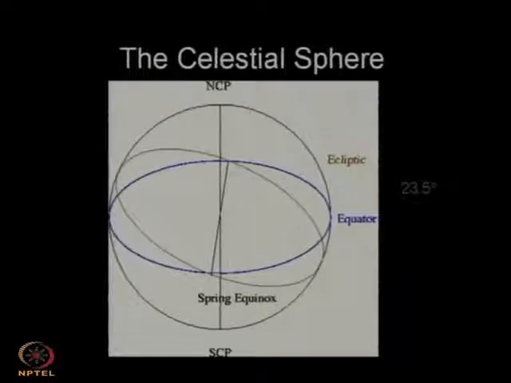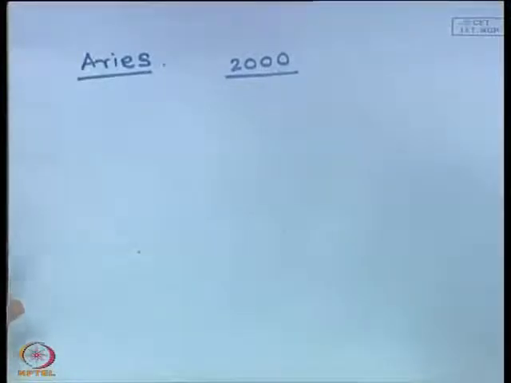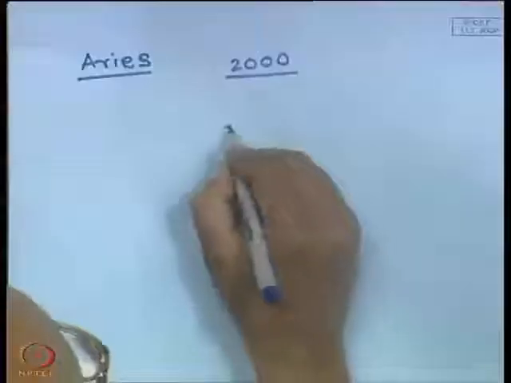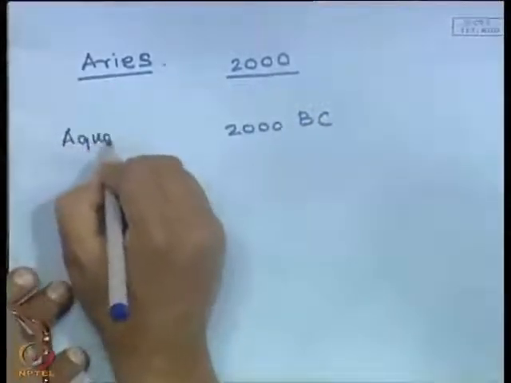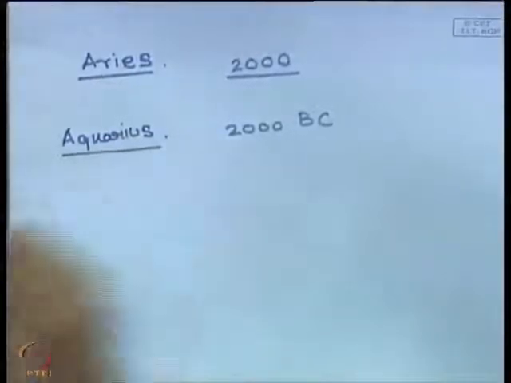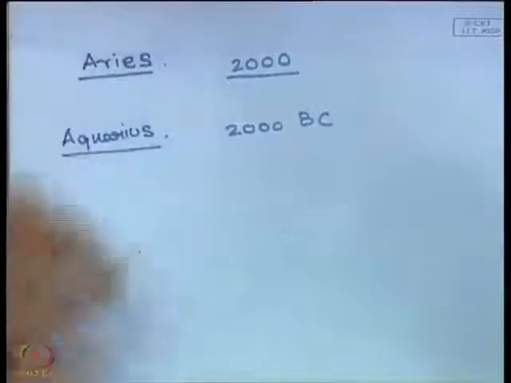What I was telling you was that in the year 2000, the location of the spring equinox was in the Aries constellation. But I also told you that the rotation axis of the earth precesses, very slowly, but it does precess. As a consequence of this, the location of the spring equinox also changes with time. In the year 2000 BC, the spring equinox was located in the Aquarius constellation. So the location of the spring equinox with respect to the other fixed stars has changed gradually over time.